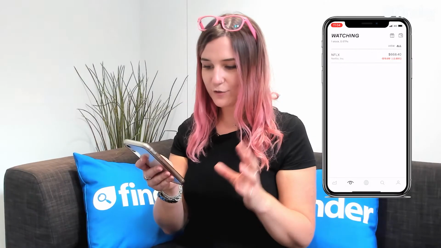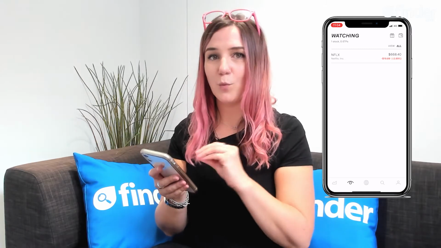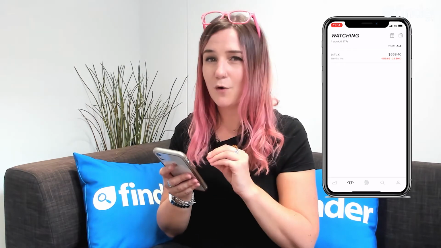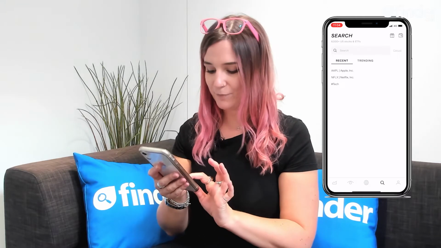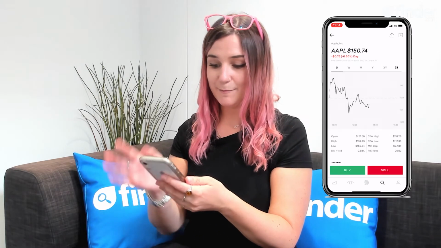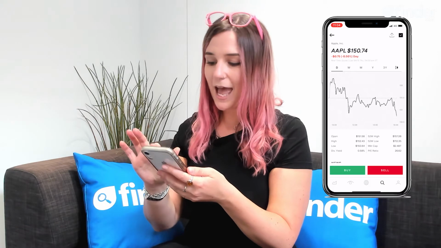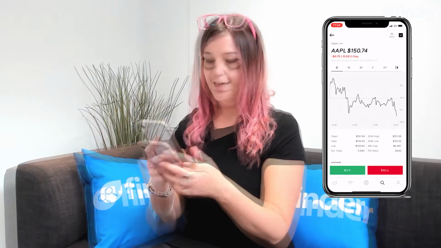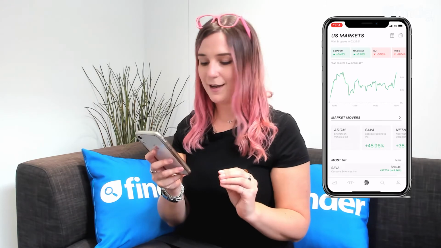The second icon that looks a bit like an eye is where you'll find your watch list. This is where you can curate any stock that you want to keep your eye on into one handy place. To add a stock to this list, simply navigate to the stocks page and then hit the plus icon in the top right-hand corner. The middle icon is your US market insights.